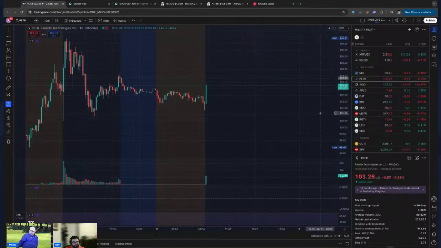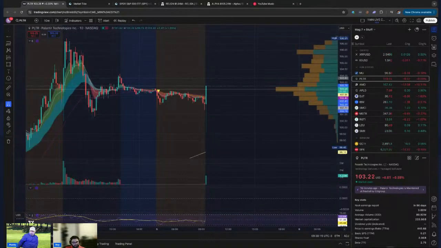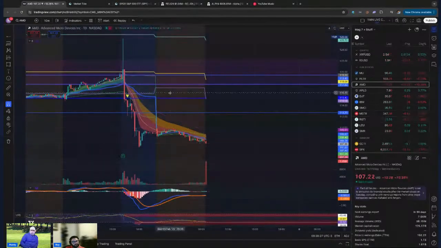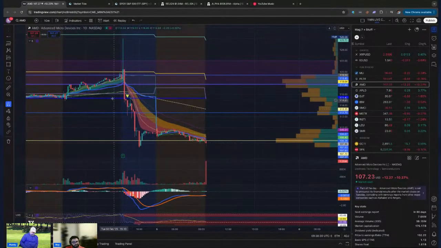Palantir 103.28. So might be getting a good candle here if you'd want to make a move on maybe some covered calls. AMD reported earnings yesterday. Just the worst stock ever. Most frustrating stock in the S&P 500. Big spike up, faded down, just obliterated.